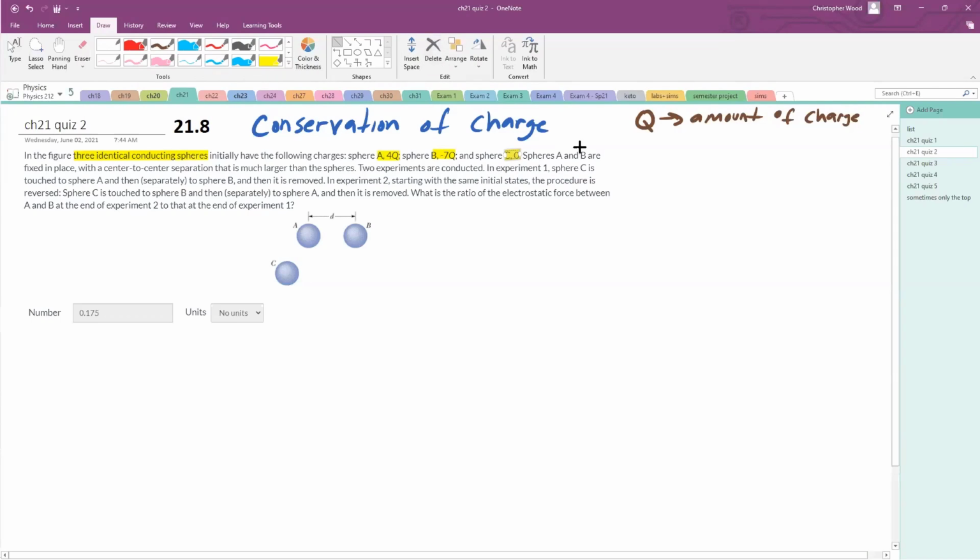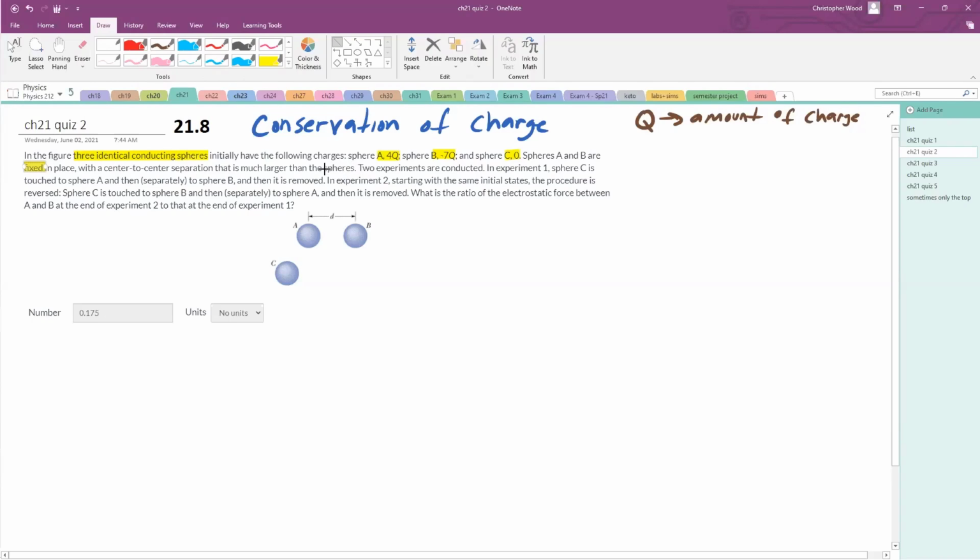Spheres A and B are fixed in place, so that's a keyword. They're not moving because it's like they're glued to the table. They're not going to move even though there's forces acting on them, with a center-to-center separation that is much larger than the spheres, meaning they don't overlap.